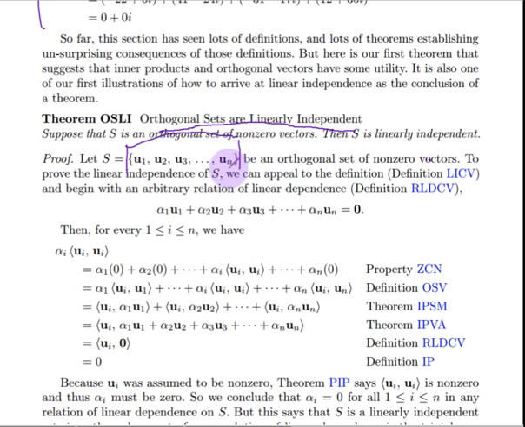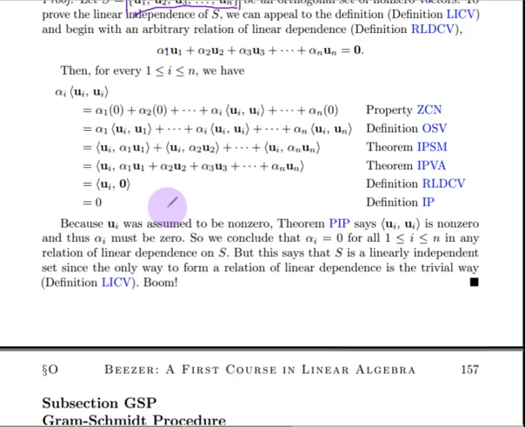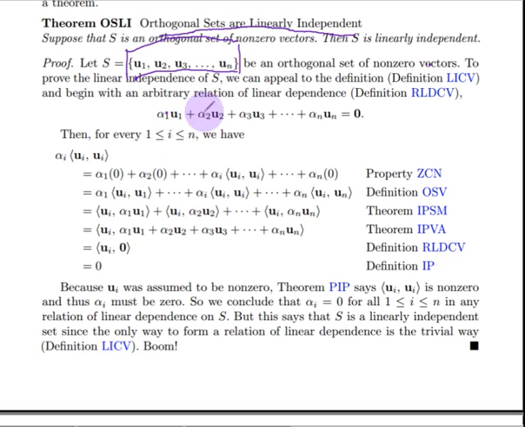Whenever I have n orthogonal n-dimensional vectors, well, they don't have to be n-dimensional. Whenever I have n orthogonal vectors, they're always linearly independent. And the proof of this is very ingenious. Suppose I have a linear dependence relation. I take this linear dependence relation and I take the inner product of both sides with each one of these in turn.